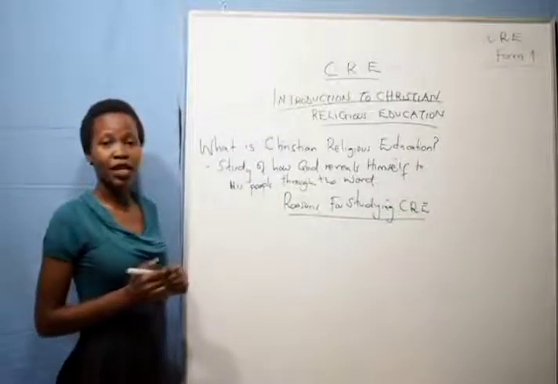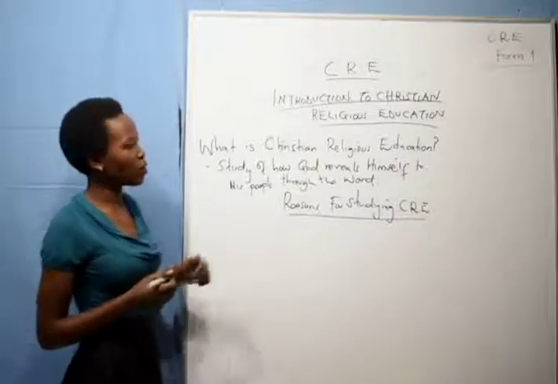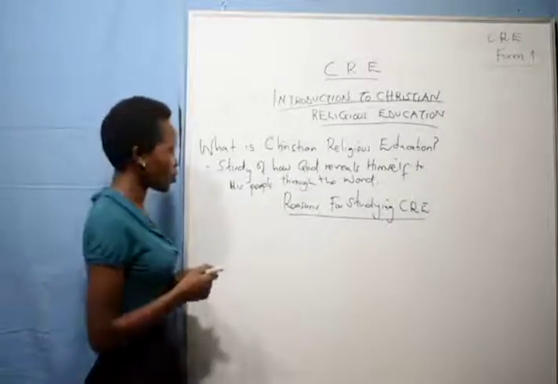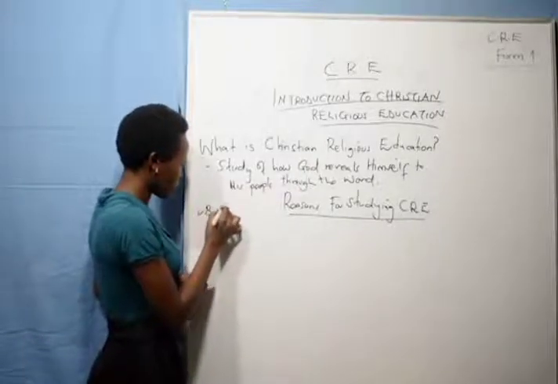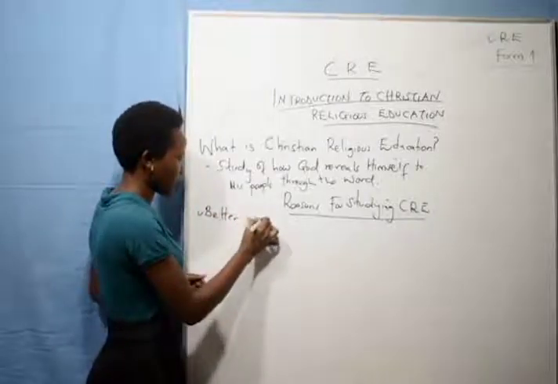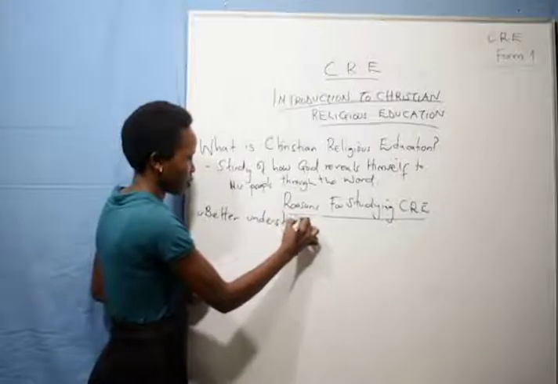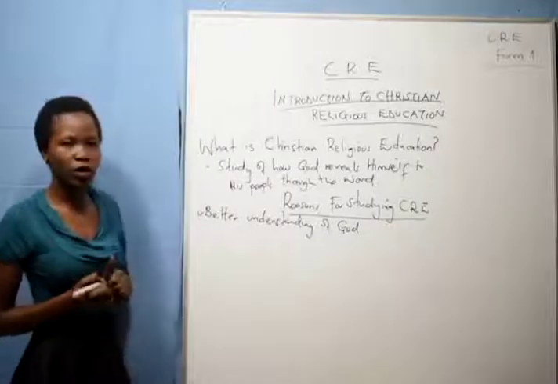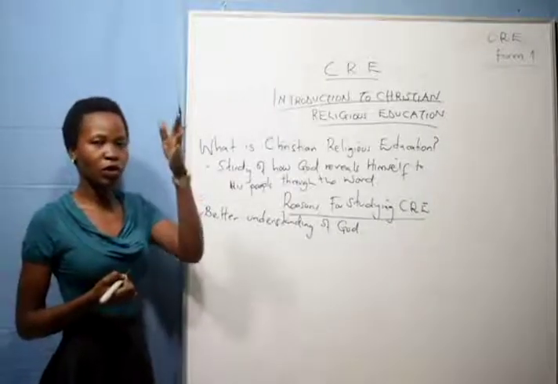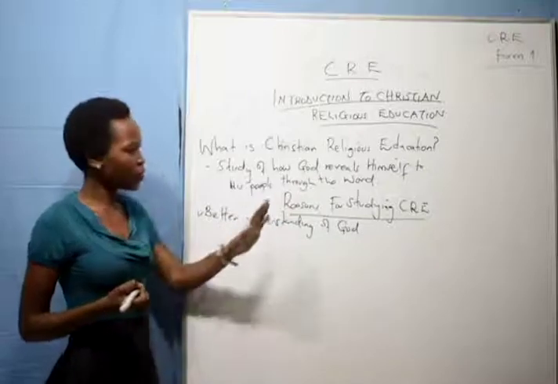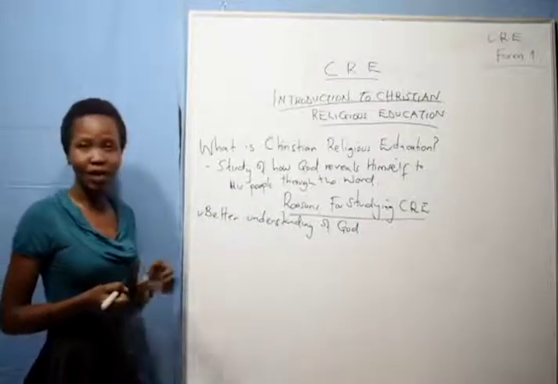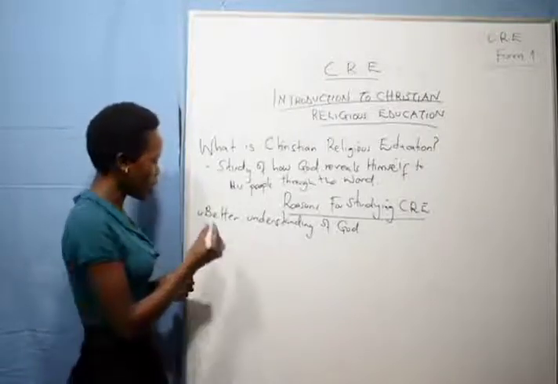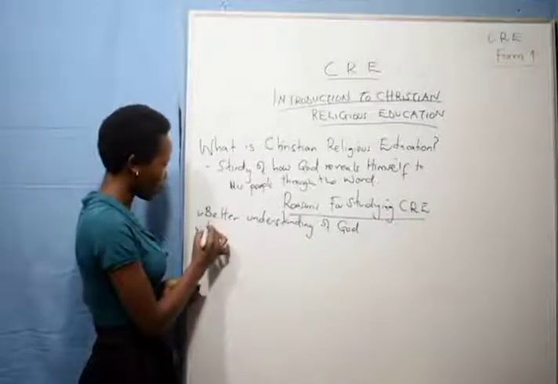The number one reason for studying CRE is to get a better understanding of God. Remember, it is how God reveals himself to the world. To get a better understanding of God through the reading of the Bible. Remember, in Form 1, 2, 3, and 4, CRE is fully based on reading the Bible. So, you can only understand God through his word. Number 2 is to understand the mysteries of life.